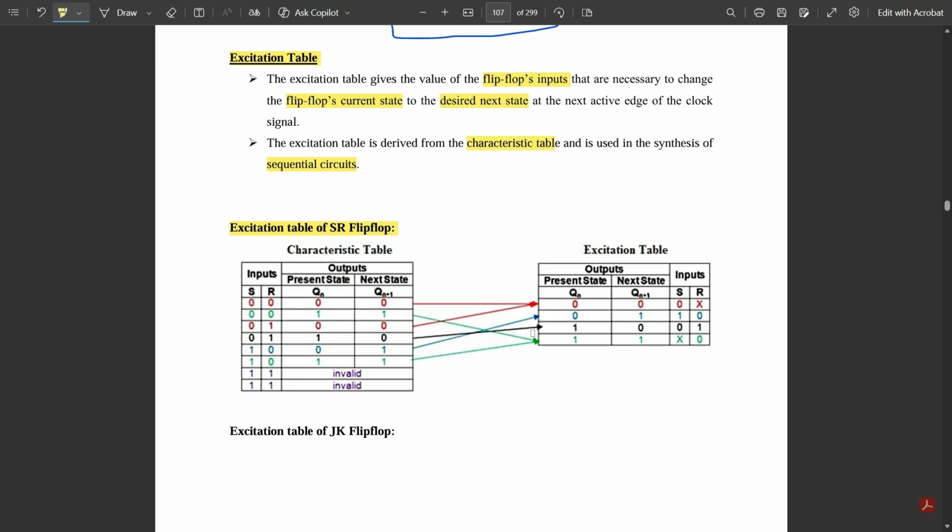Okay, so now you see here how the excitation table is written. You need to consider the outputs first, the present state and next state outputs, that is Qn and Qn plus 1, and for the inputs you need to consider S and R.